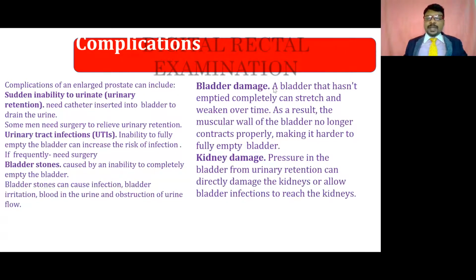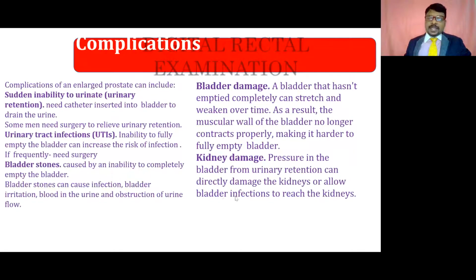Coming to bladder damage: if the bladder is not emptied completely, it can stretch. Because it is not emptying, the bladder is going to expand. Every day, an extra amount of fluid is stored, so the bladder keeps expanding. Because of this continuous expansion, the bladder muscles become weak. Because of this weakness, there is a chance of damage, and the bladder is unable to contract and relax properly. In this condition, the bladder will get damaged.